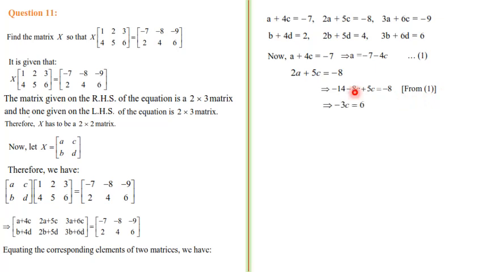This is for the calculation. Minus 8C plus 5C is minus 3C equal to minus 8 plus 14. Minus 8 plus 14 is 6. From here C we can calculate. C equal to 6 divided by minus 3, that is equal to minus 2. Next we have to substitute in A itself. Equation number 1 itself we can substitute, that is minus 7 minus 4 into C, we have got the answer minus 2. Minus 7 minus 4 into minus 2, that is plus 8. We have written minus 7 plus 8, that is equal to 1.